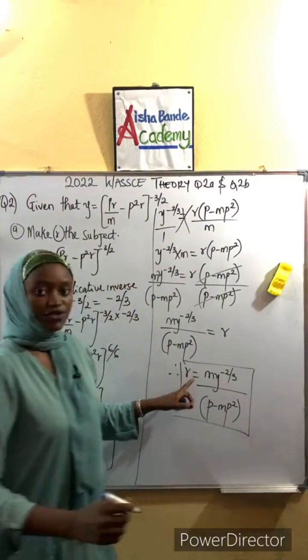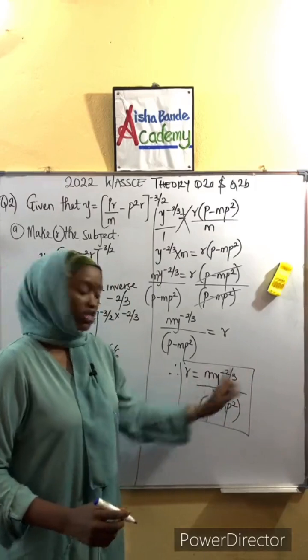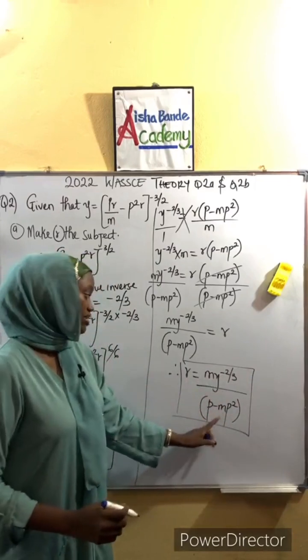So we have r equals m y raised to the power minus 2 over 3, all over (p minus mp squared).